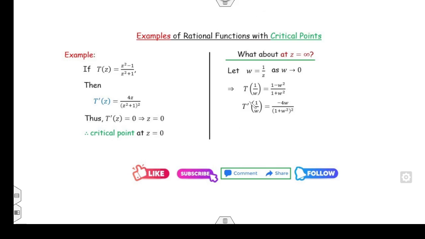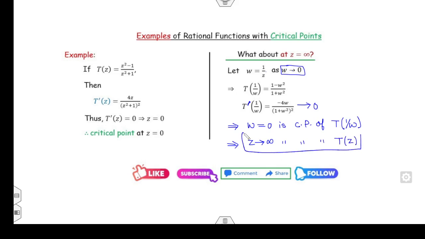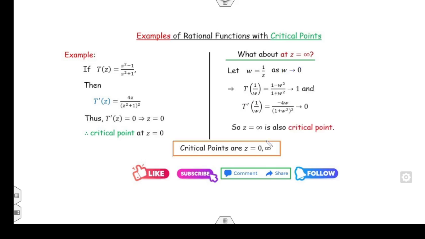Fine. Now, because this is a function, so what is the value? Whenever w belongs to 0, then this value goes to 0. It implies w is equal to 0 is the critical point of T of 1 over w. W is equal to 0 implies z approaches infinity is the critical point of T of z. Fine. Hence 0 and infinity both are my critical points of the given function.